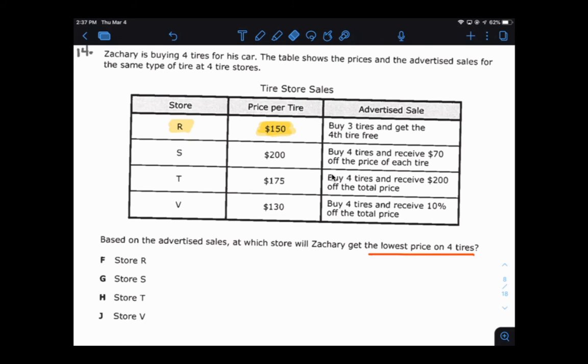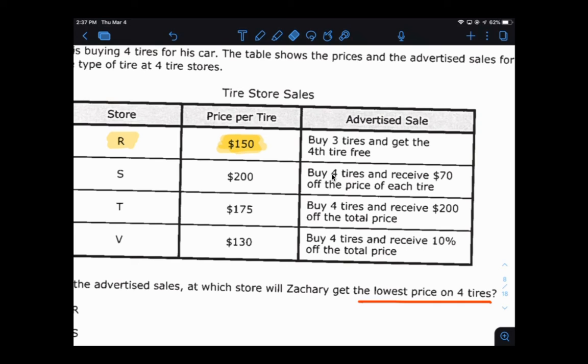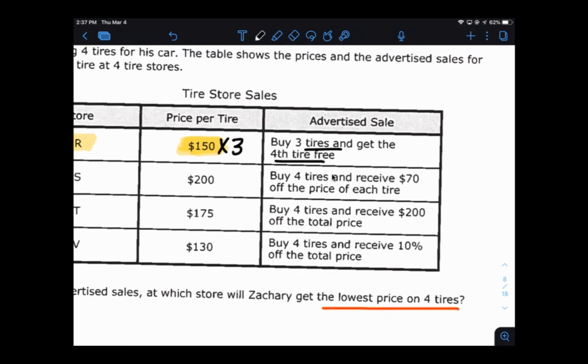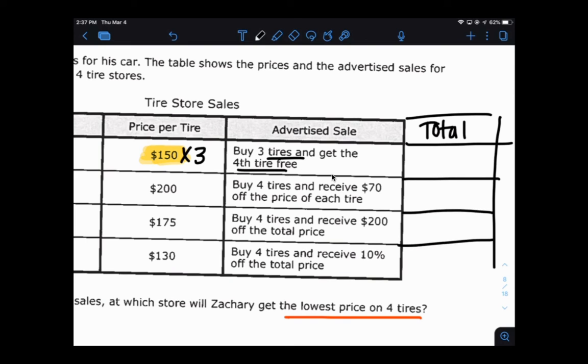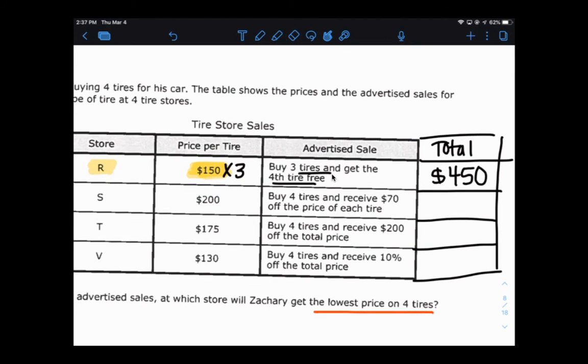4 tires? So on store R, each tire is $150. And it says that you can buy 3 tires and get the 4th tire free. So basically, you would just multiply this times 3 to get the total. And let's write here, how much would he pay in total for all the 4 tires. So on the first store, he would pay only for 3 tires. The 4th will be practically free. So here he would spend 150 times 3, he would spend $450. Not bad for 4 tires, let me tell you.